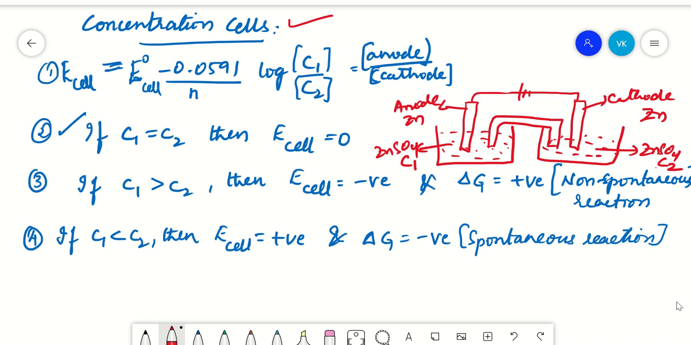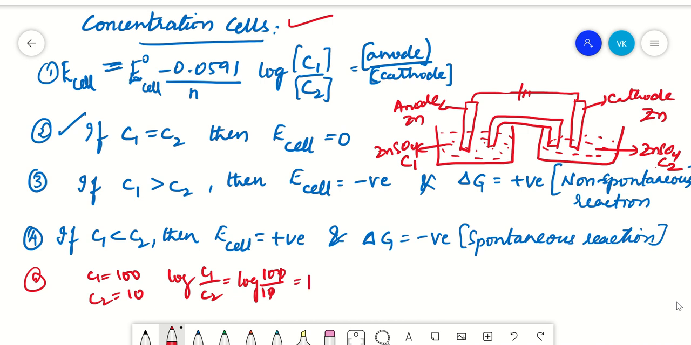Then, what happens if C1 is greater than C2? Let us take the second condition. Let us take C1 as 100 and C2 as 10. Then log of C1 by C2 is log of 100 by 10, which cancels to log 10, which is equal to 1. So here E cell is equal to E naught cell minus 0.0591 by n into 1. Something becomes negative here, so E cell will be a negative value.